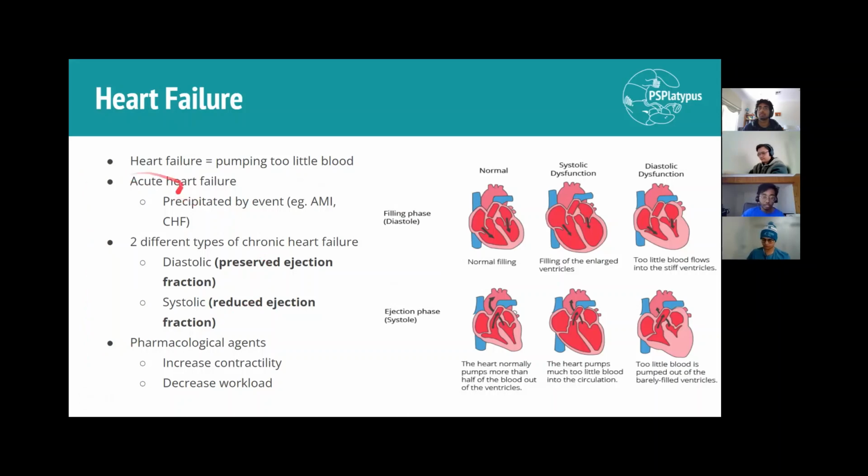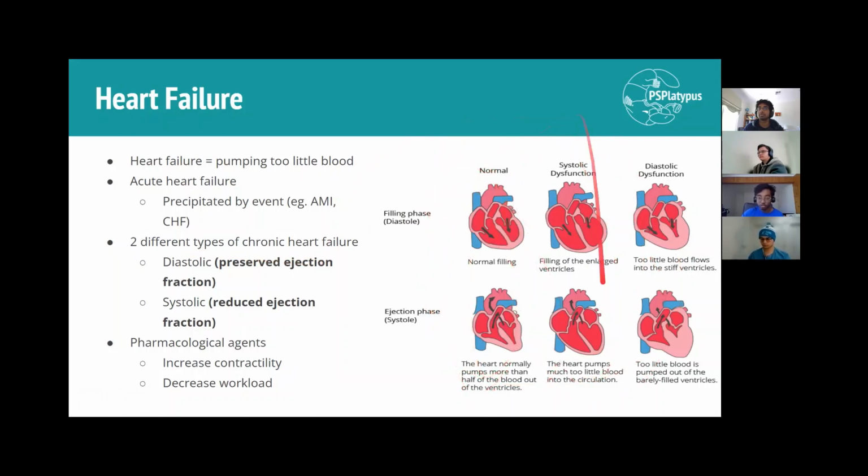Essentially, you have acute and chronic heart failure. Acute heart failure is precipitated by events like an AMI, or it's a flaring up of a chronic heart failure, which leads to acute heart failure. There's 2 main types of chronic heart failure. If you look on the diagram on the right, it kind of depicts it pretty well. So this is a normal heart.